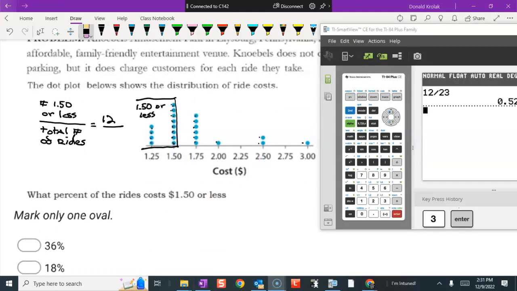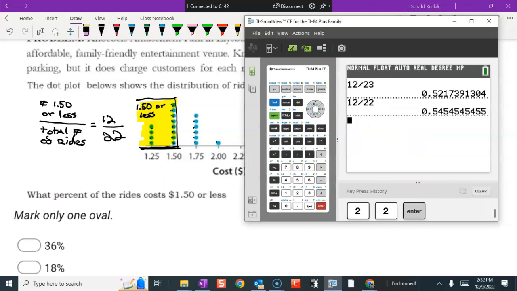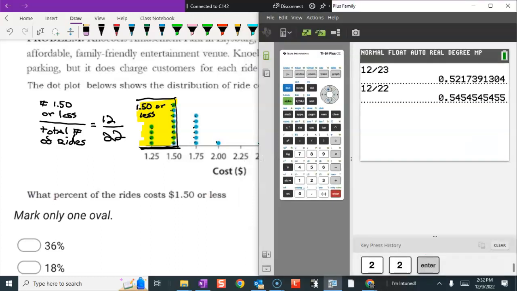So our total number of rides, the total number of dots here, is 22. And then out of those 22, these 12 right here are $1.50 or less. So then to get my percentage, I'm going to do 12 divided by 22, and that gives me 54.5%.